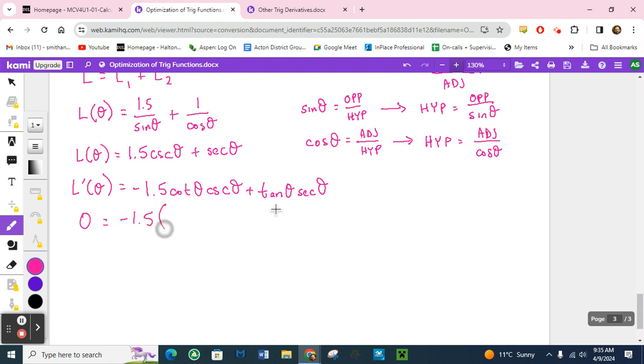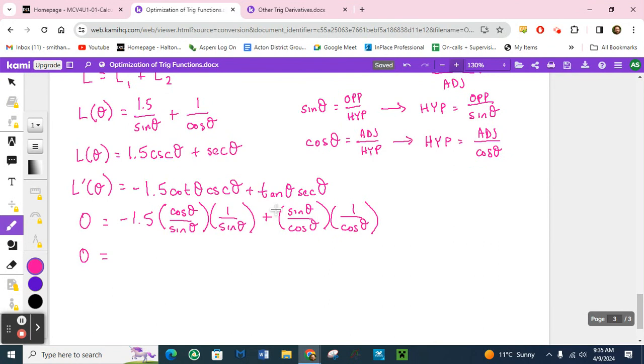So remember, cotangent is cosine theta over sine theta. Cosecant theta is 1 over sine theta. Tan theta is sine theta over cosine theta. And secant theta is 1 over cosine theta. How is this making things any easier? Guys, just have a little bit of faith.